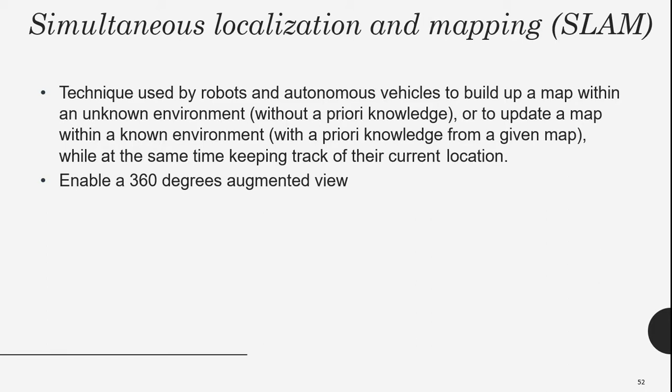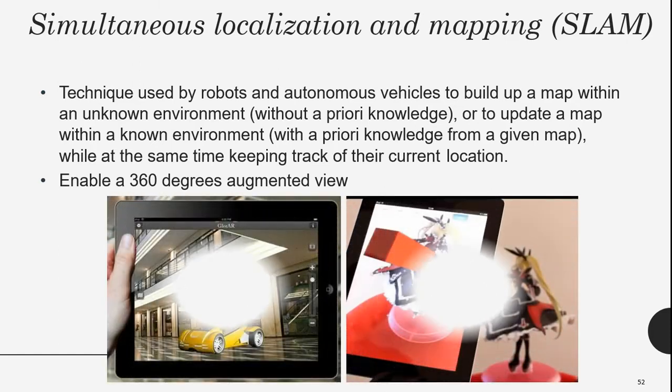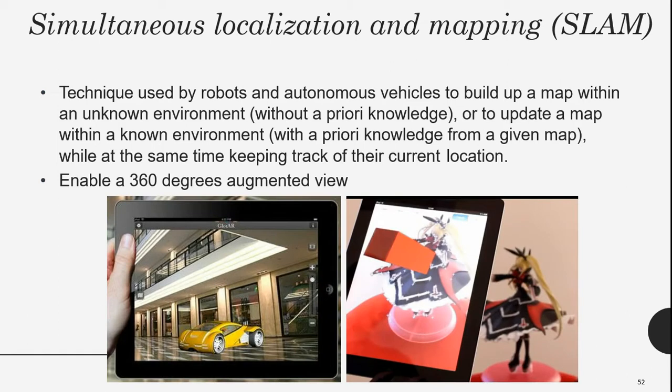Now, the term SLAM, that is simulation, localization and mapping, is a technique used by robots and autonomous vehicles to build up a map within an unknown environment, that is without prior knowledge, or to update a map within a known environment, while at the same time keeping track of their current location. This also enables a 360 augmented view.